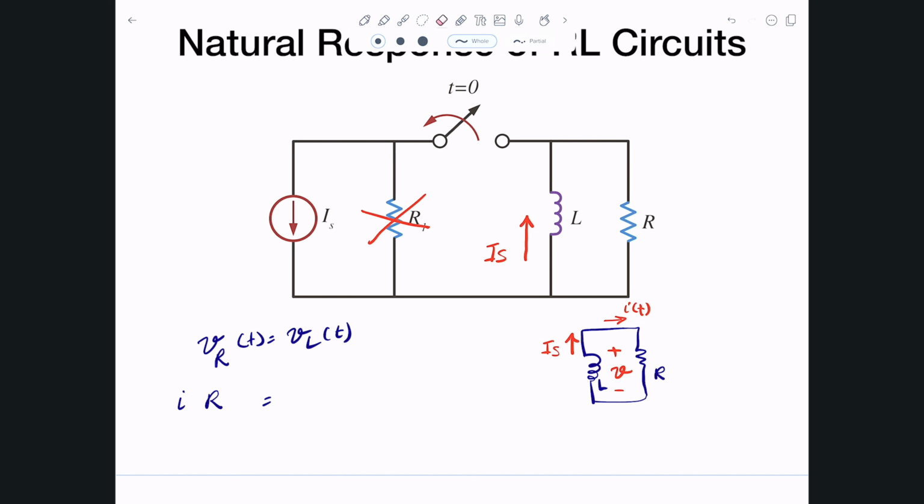On the other side, we know that V of L is L times the derivative of i of t divided by d of t. And if you think about it in here, this current is actually hitting the negative port first for the inductor. Because now I'm focusing on the inductor, the current is going that way, so it's hitting the negative first. So what I need to do is put the negative in here. All right, so that's what we have now.